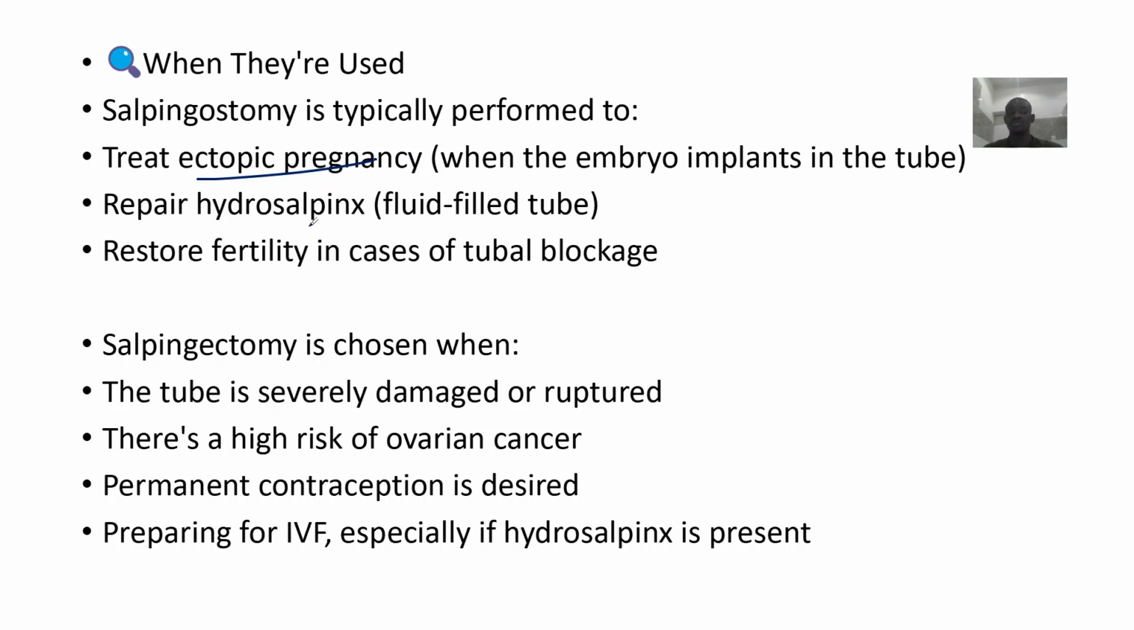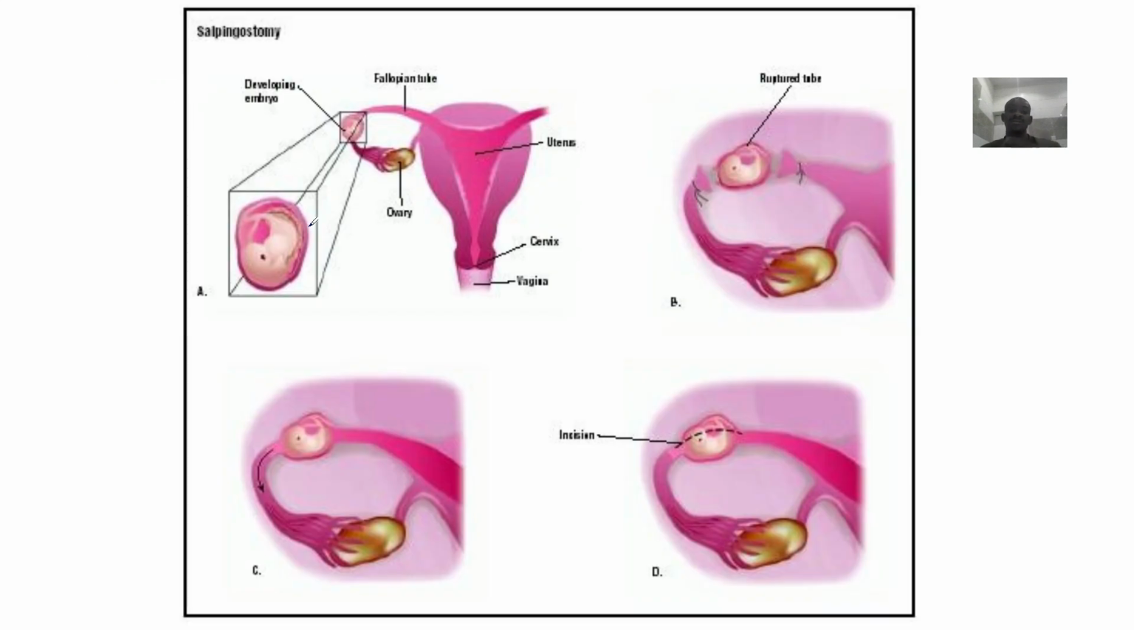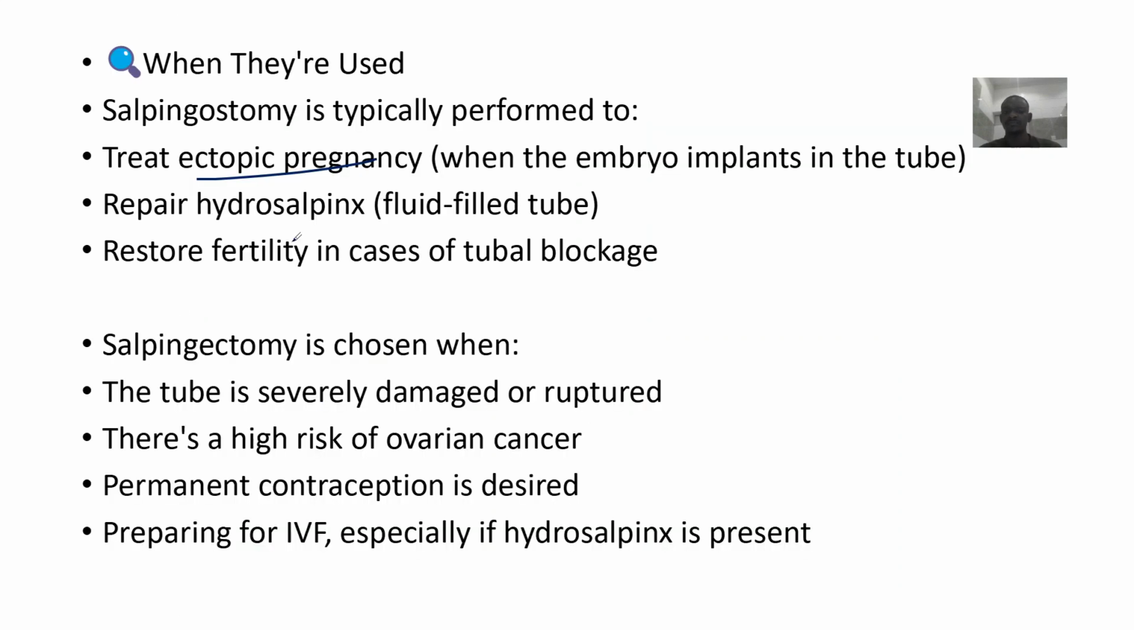So the baby is supposed to come back and implant in the uterus, but when it's implanted in the tube, you can see that this is a baby growing here. So you just have to open it and remove it, because it will block that area. It can also be done to repair hydrosalpinx, that's a fluid-filled tube. It can also be done to restore fertility in cases of tubal blockage.